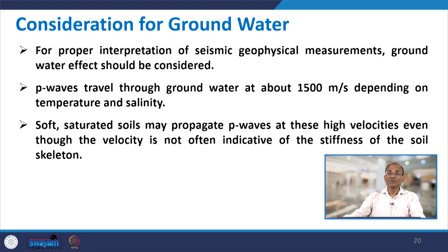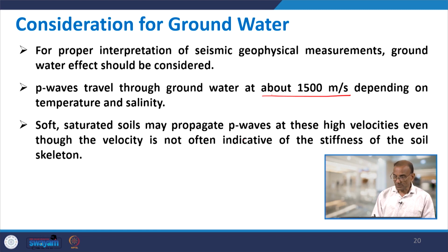First, for proper interpretation of seismic geophysical measurements, groundwater effects should be considered. We cannot ignore the effect of groundwater. And what is the philosophy here? The P wave or primary wave can travel through the water, and in groundwater the P wave can travel at a high speed, even around 1500 meters per second, depending on temperature and salinity. Soft saturated soils may propagate P waves at high velocities, so P wave velocity is not often indicative of the stiffness of the soil.